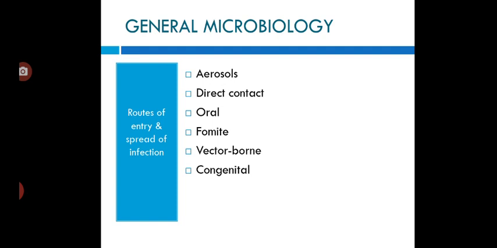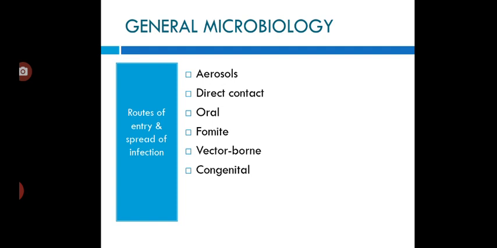Next is fomite. A contaminated inanimate object transmits a disease agent from one susceptible animal to another. So any inanimate object which carries the pathogenic organisms, like door handles and clothing, are objects from which disease can be transmitted.